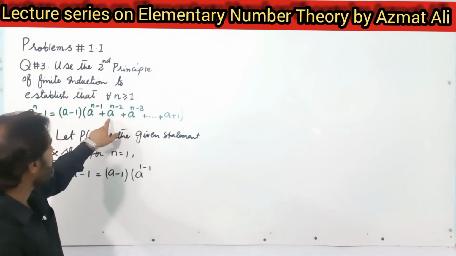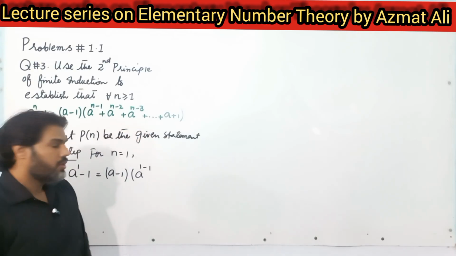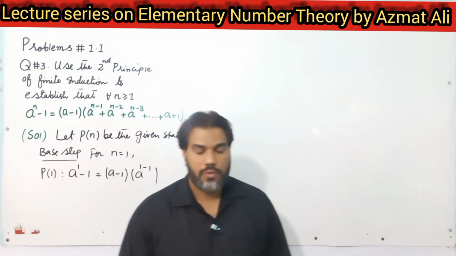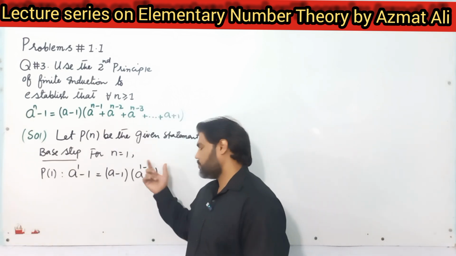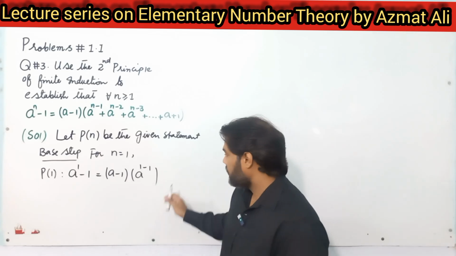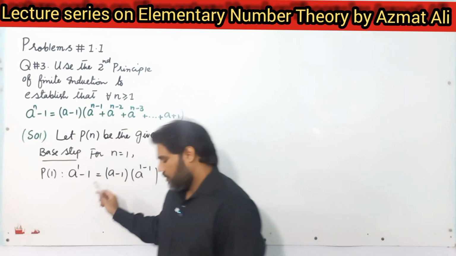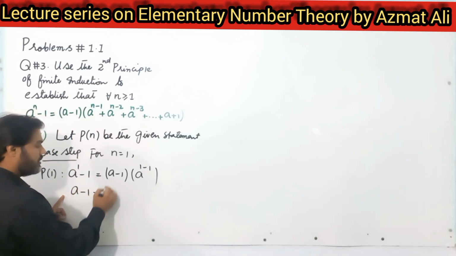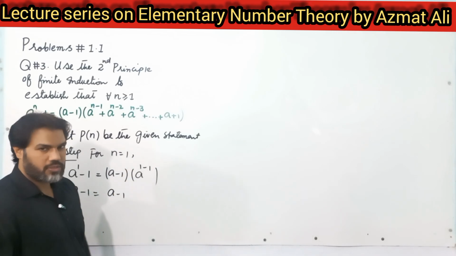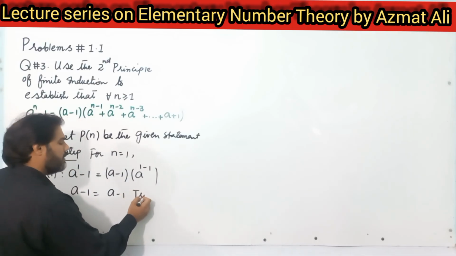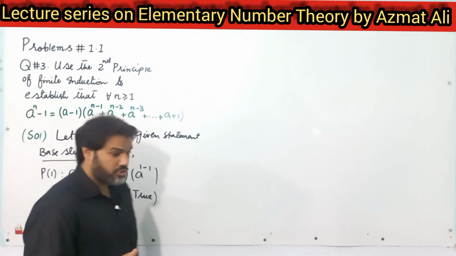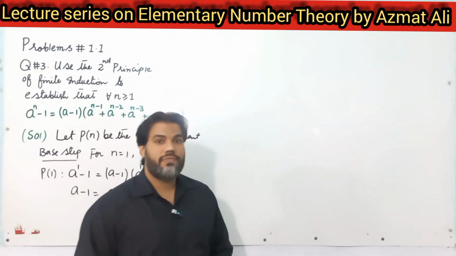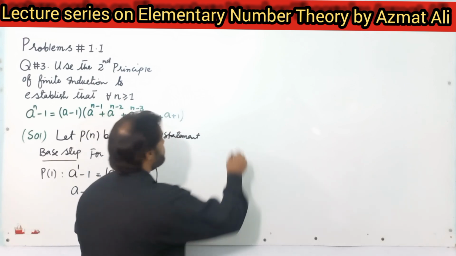We will not put n is equal to 1 in the next terms, because for n is equal to 1 we will consider only those powers of a for which the exponent is non-negative. So from here you can check that this becomes a minus 1 and this is also a minus 1, because a raised to power 0 is 1. So the left hand side is equal to the right hand side. That shows the expression is true for n is equal to 1. Next we move towards the inductive hypothesis, that is the second step.